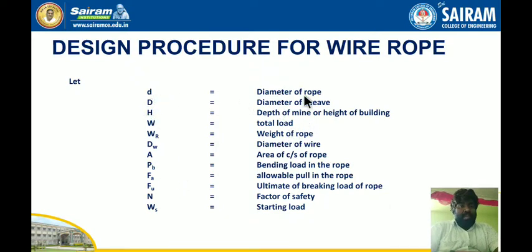So d will be the diameter of the rope, capital D will be the diameter of the sheave, H will be the depth of the mine or height of the building. W will be the total load, WR the weight of the rope, DW the diameter of the wire, A the area of cross section of the rope, PB the bending load in the rope, FA the allowable pull of the rope, FU the ultimate or breaking load of the rope, N the factor of safety, and WS the starting load.